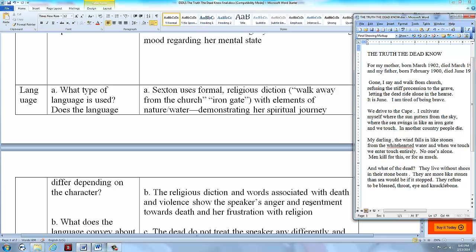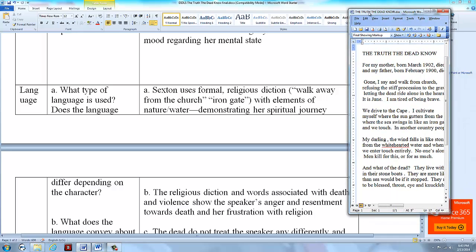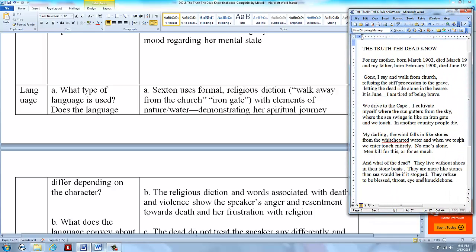The religious diction and words associated with death for letter B, typically words associated with death and violence, show the speaker's anger and resentment towards death and her overall frustration with religion. I think we can see that down here with the dead refusing to be blessed. The fact that she says, I am tired of being brave. Our speaker is perhaps emotionally exhausted from this journey that she's on.